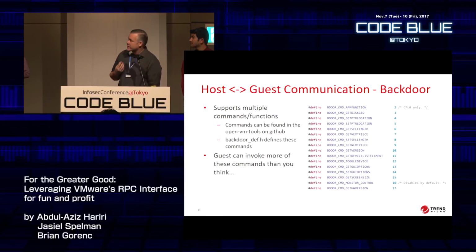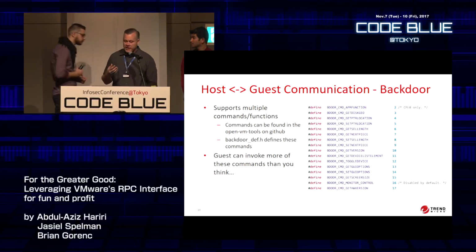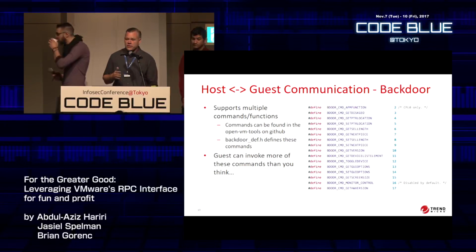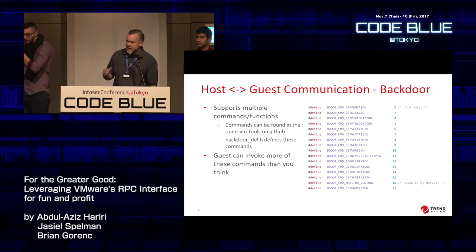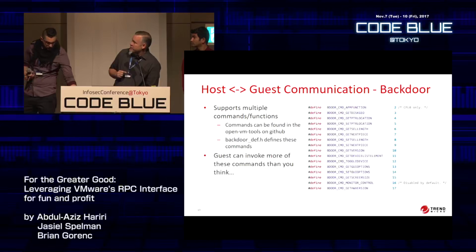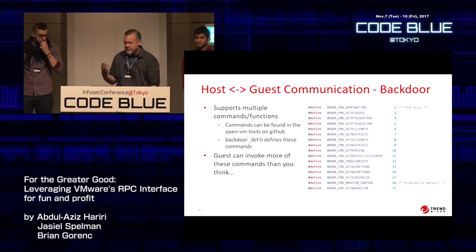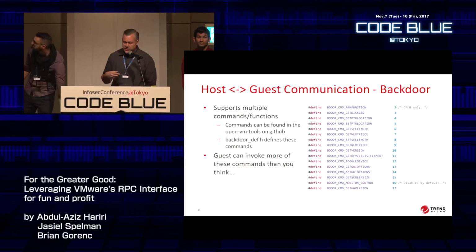Luckily for us, VMware open sourced some of their tools, specifically Open VM Tools on GitHub. It allows us to get an idea of what exactly is going on and what commands are available in the backdoor interface without having to do heavy reverse engineering. If you look at and examine backdoor_def.h, it defines the commands. What we see here on the screen is a bunch of #defines that define the different commands that can be reached from the backdoor interface. Now, the guest can invoke some of these, and there are actually more than you think, especially over the RPC interface, which is the 1E command.